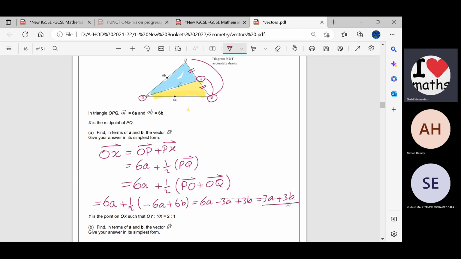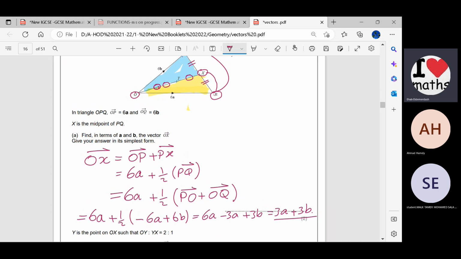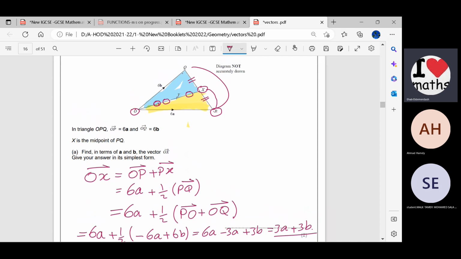Here, what do we have? Y is the point on OX where OY to YX is equal to 2 to 1. So here I have OY as 2 parts and YX as 1 part. Find in terms of A and B the vector QY. They need to go from the Q to Y. If I need to go from this point to this point, who can tell me what is the path which I can use?